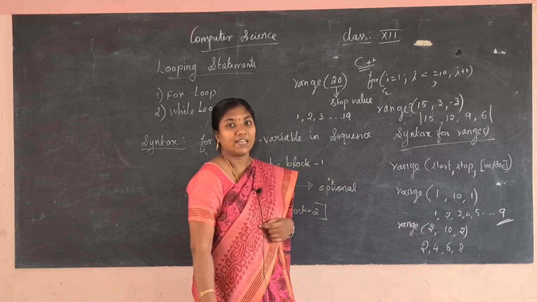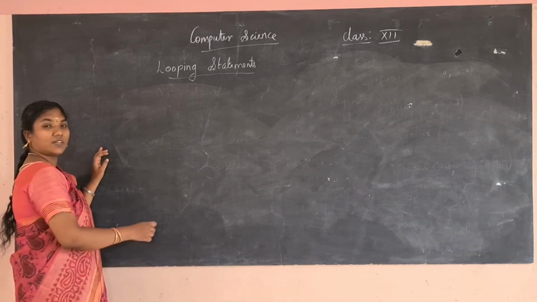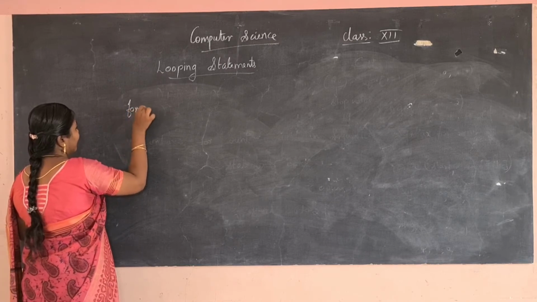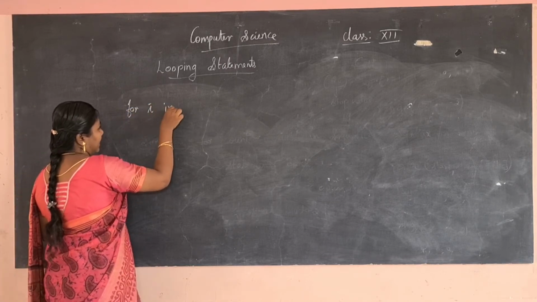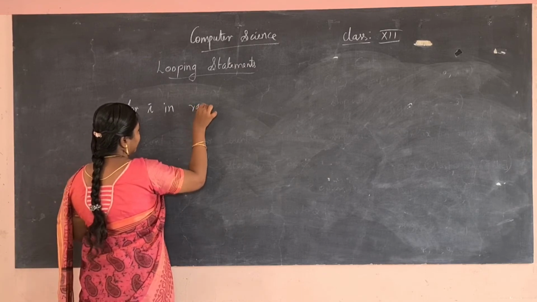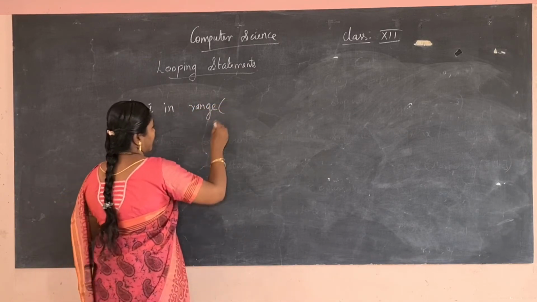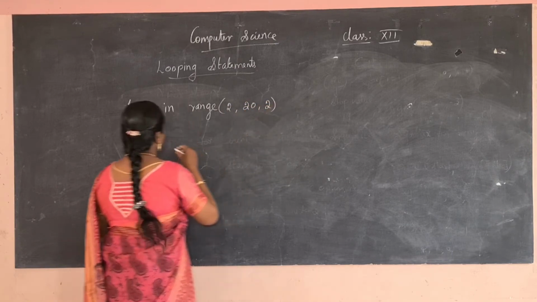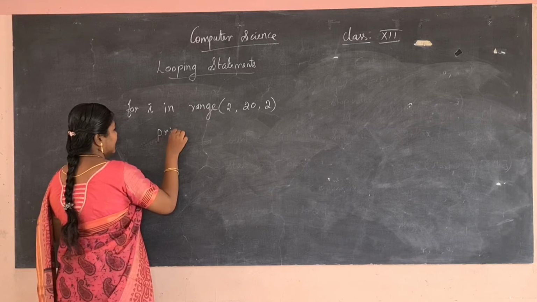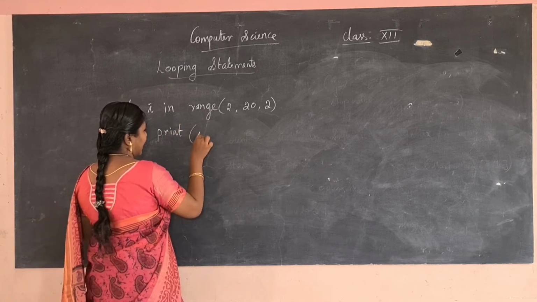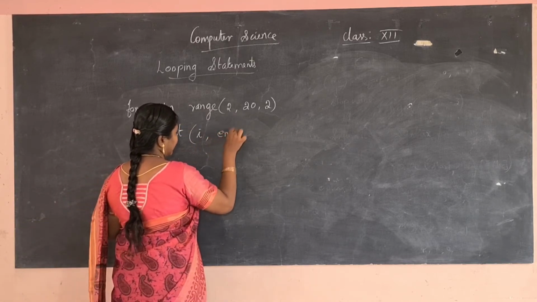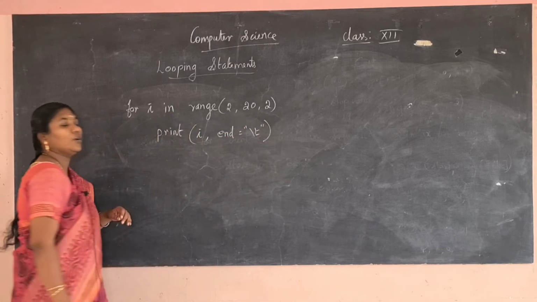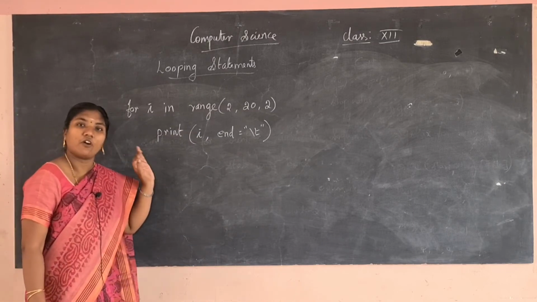So now let us see an example program. Consider an example program: for i in range(2, 20, 2), and then I have given one statement, print(i, end='\t'). So this is an example for a for statement.